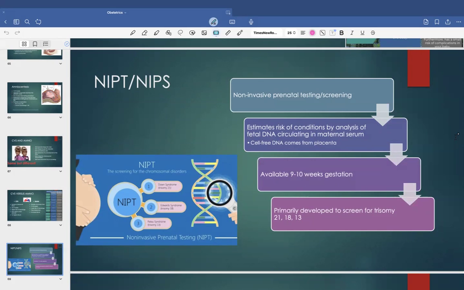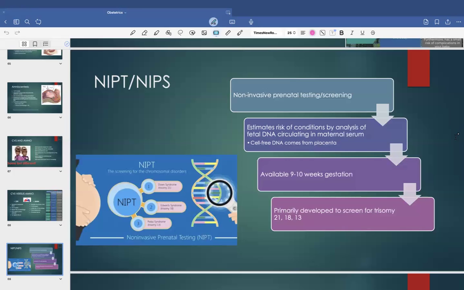It tests small fragments of DNA that are circulating in the pregnant mom's serum. Unlike most DNA, which is found in the cell's nucleus, these fragments are free floating and not within cells, so we call them cell-free DNA that comes from the placenta. During the pregnancy, the mother's bloodstream contains a mixture of the cell-free DNA that comes from her cells and the cells from the placenta. The DNA in the placental cells is usually identical to the DNA of the fetus, which is why we can use it to detect those abnormalities.